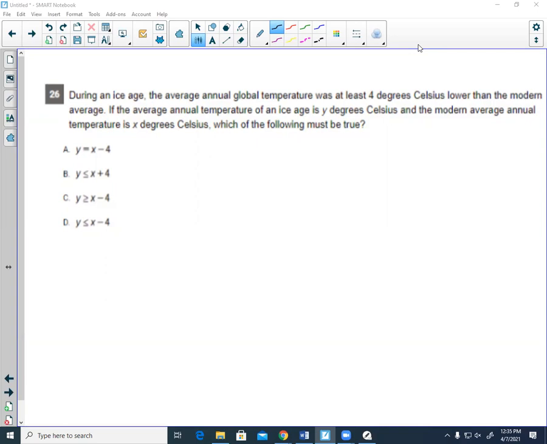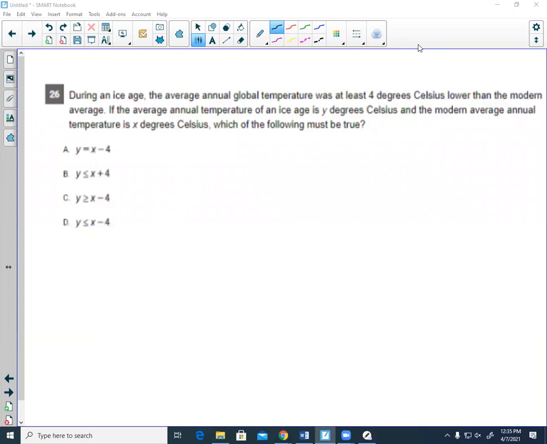But now as I continue on this process, it says that at the next part that the temperature is at least 4 degrees Celsius lower than the average. It goes on to tell you that the average is X. And so if a temperature is 4 degrees less than X, that means you're doing X minus 4, which would lead me to believe that my answer is D.